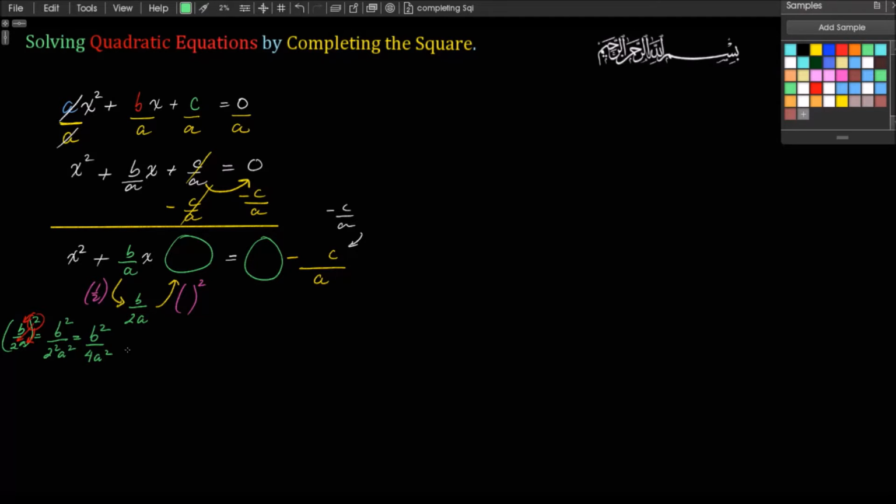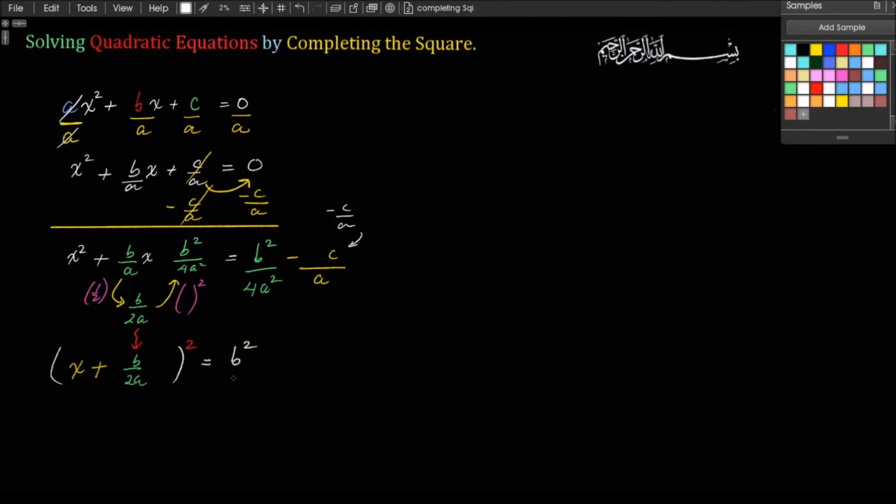So we're going to add this to both sides. Then, as you know, we write our parentheses, and this would be x plus b over 2a, squared, and this side will be b squared over 4a squared minus c over a.